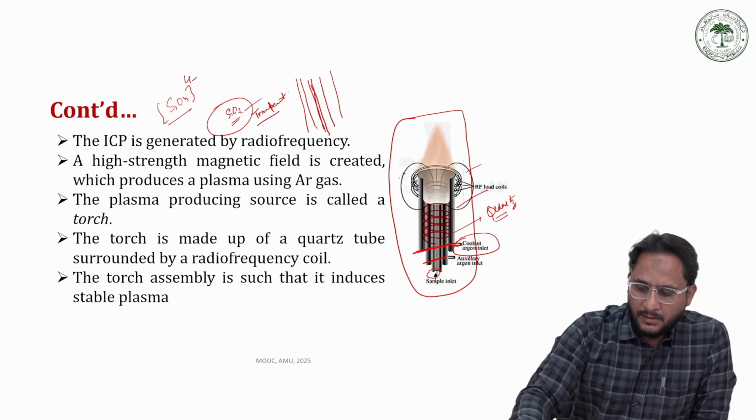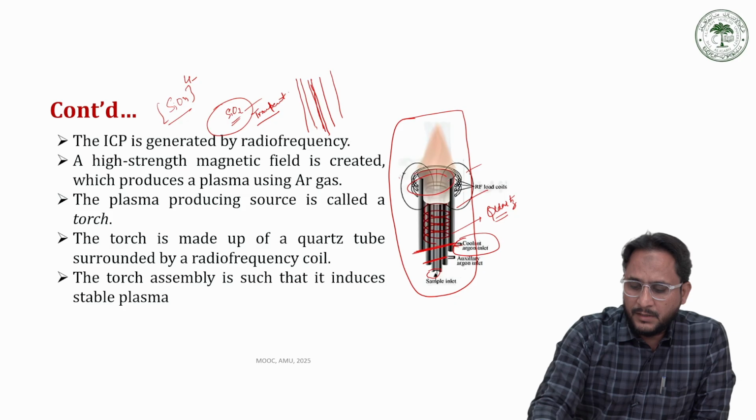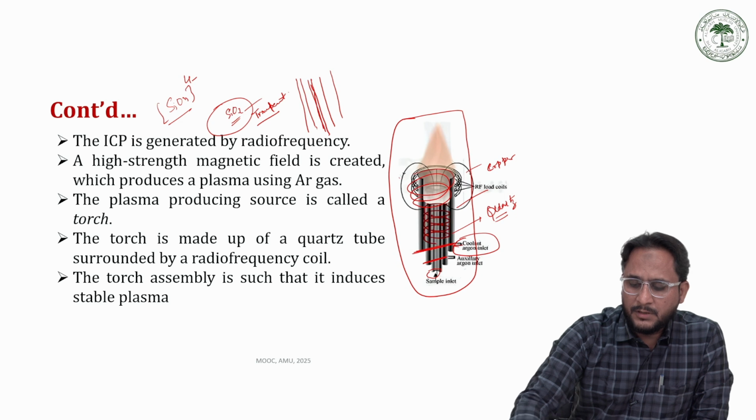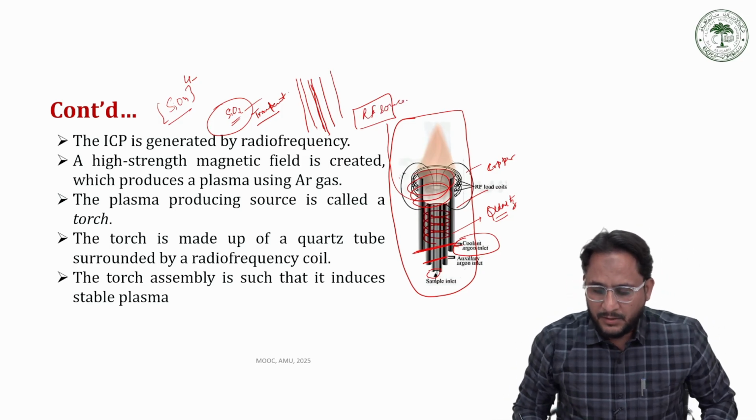So this torch has these radio frequency coils that are made of copper, which are used to pass the radio frequency from the radio frequency source. These coils are connected with a radio frequency source, and they are used to pass radio frequency.